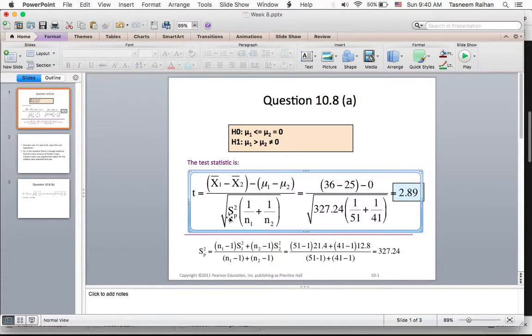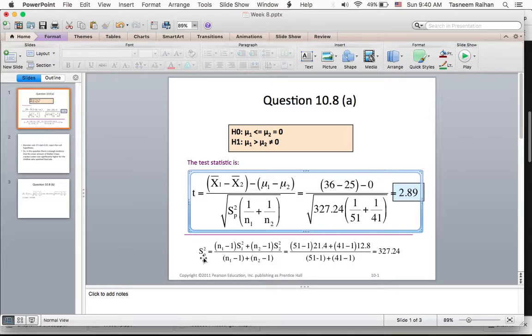I'll come to this in a moment. N1 is the number of observations in sample 1, and N2 is the number of observations in sample 2. Next, we have the pooled variance, S squared P. This is something that we have to calculate first, then we can plug it back into the formula for T, where we have S squared P in the denominator. So S squared P has to be calculated first. This is the formula, and this formula is used to calculate S squared P.